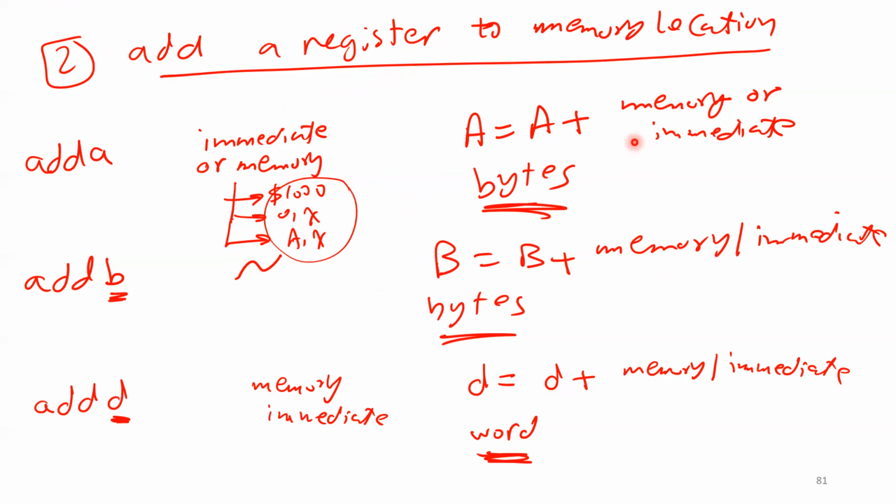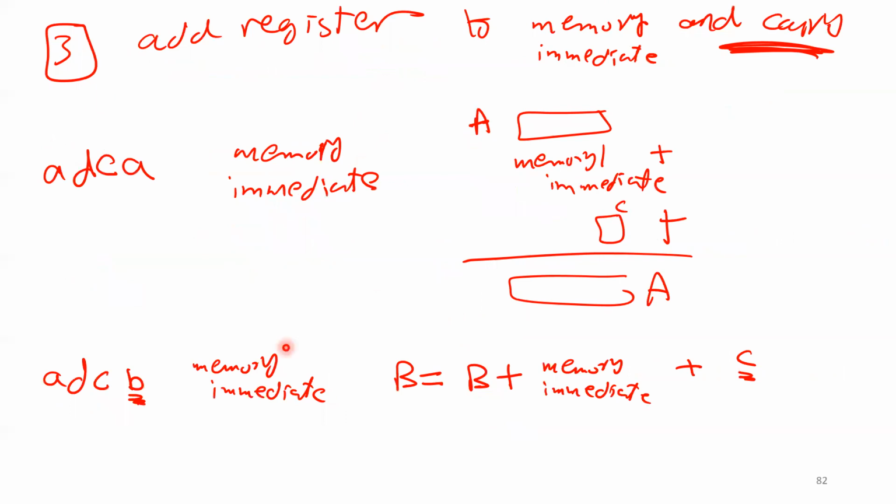but on top of this addition, I'm gonna add the carry flag as well. So that's what I'm saying here. Okay, so what we have here, I'm gonna add a register to memory location or immediate value and carry flag. As you see here, we have only two instructions here. Add with carry register A, and then you put here memory or immediate value. Add with carry register B, memory or immediate value.